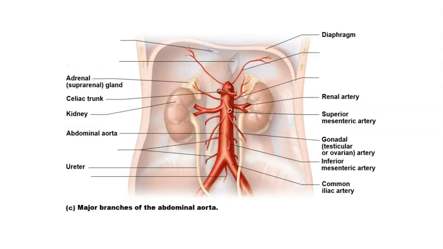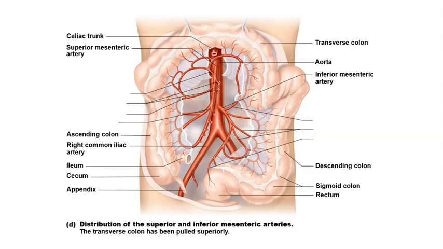Here we also see the celiac trunk, which is emerging from the abdominal aorta in addition to part of the superior mesenteric as well as the inferior mesenteric arteries. And finally, in the last diagram of the abdomen, we see the extent of the superior mesenteric artery and the inferior mesenteric artery, which take blood to the large and the small intestines, respectively.